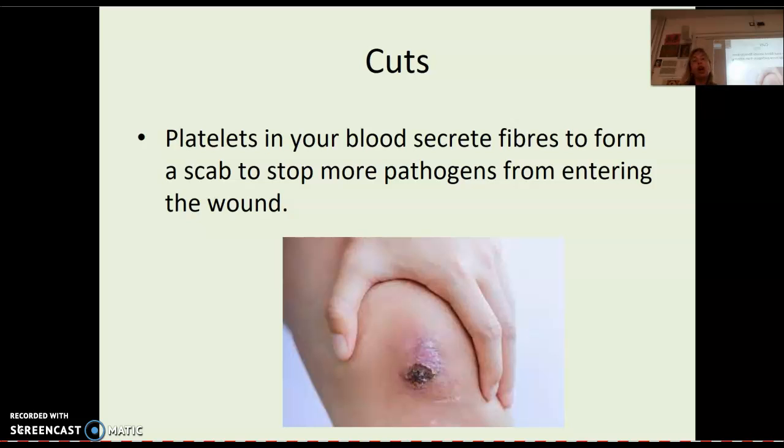Not only does that stop more blood from going out through that wound, but it also provides a barrier to stop the pathogens from entering your wound. And with time, your skin cells will divide by mitosis and that area will be repaired. Copy this down, and then there's one more to go.